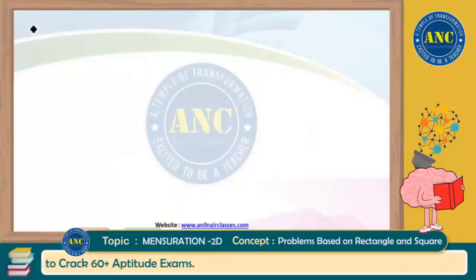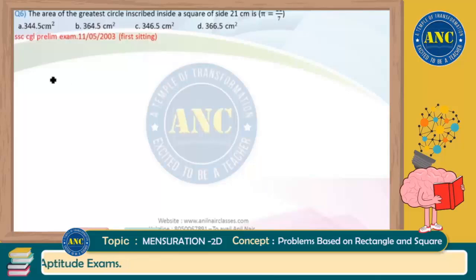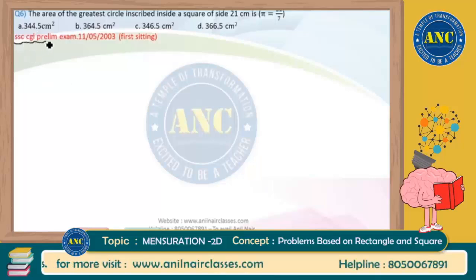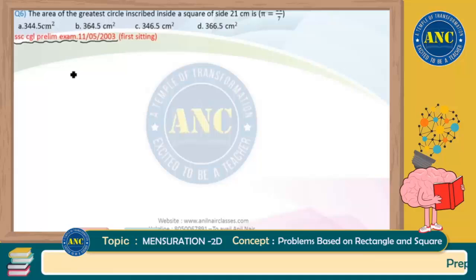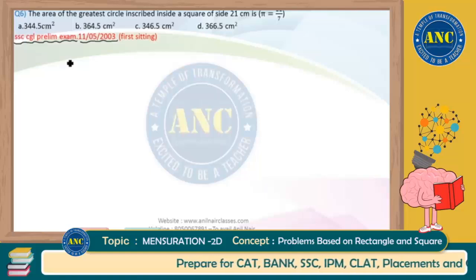Let us solve another similar kind of question. A similar kind of question was asked in the SSC CGL prelims exam in 2003. Your question is the area of the greatest circle. Largest, greatest, everything is a synonym, sir. The area of the greatest circle inscribed in a square of side 21 centimeter is how much?